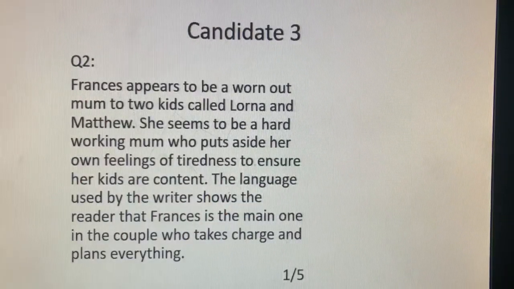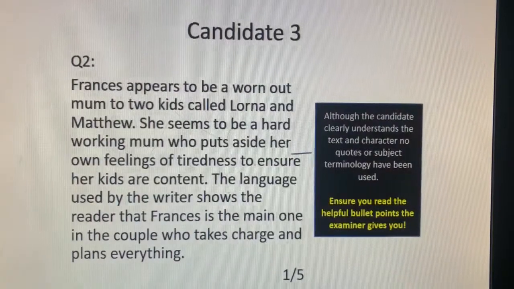Okay, candidate 3. In this case, 1 out of 5. The candidate clearly understood the text and character, but no quotes or subject terminology has been used. To avoid this kind of mistake, you ensure you read the helpful bullet points the examiner gives you under the question itself. The examiner gives you bullet points to guide your response, to remind you of what you're being assessed for. They scored 1 out of 5. They got 1 because they did understand the text. It's just they can't go any higher than that because there is no piece of evidence or no links to the language being used in the line count they were given.